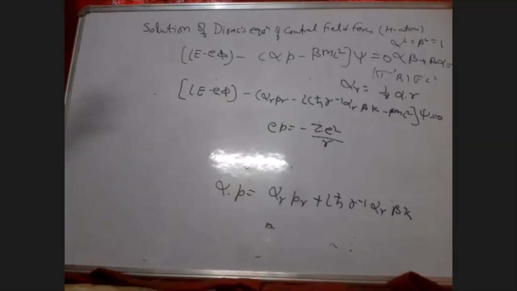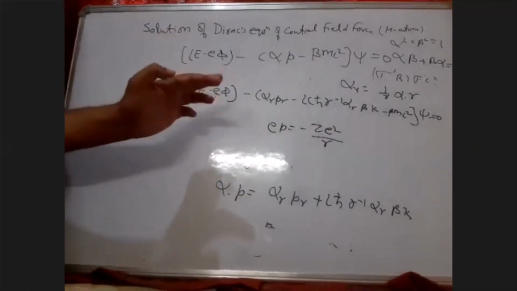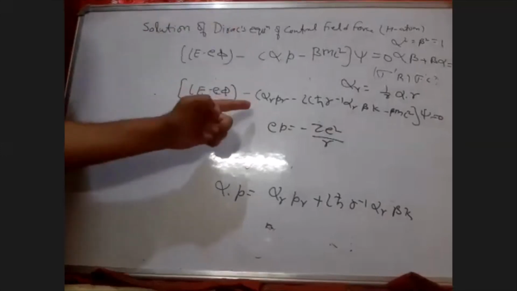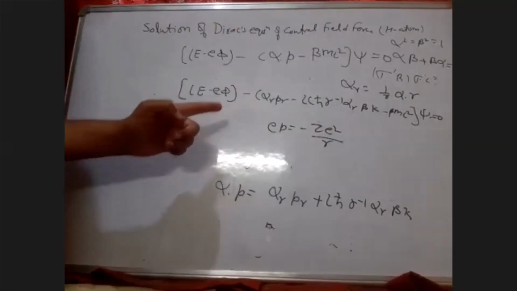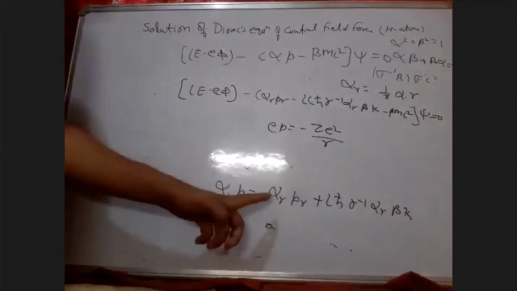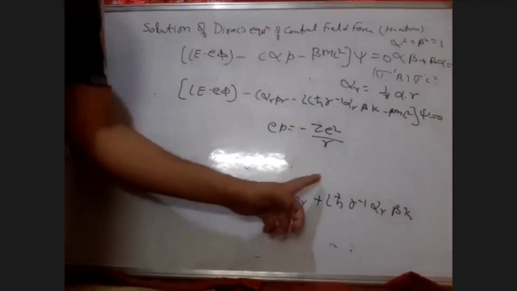So today we discussed how to convert the Dirac equation in radial form. We converted alpha dot p in terms of alpha r and pr.